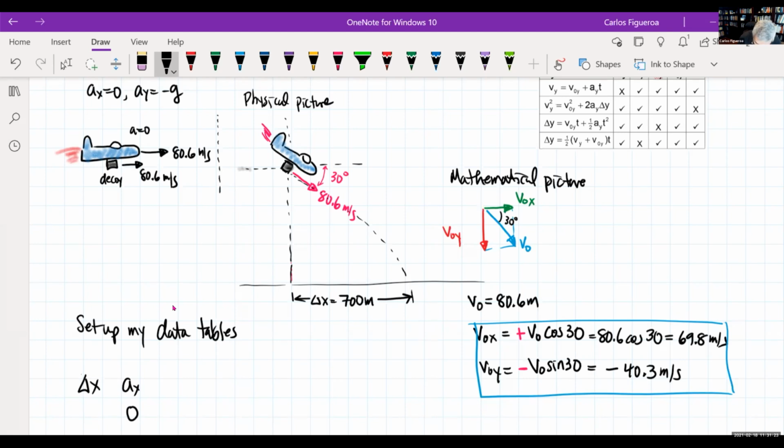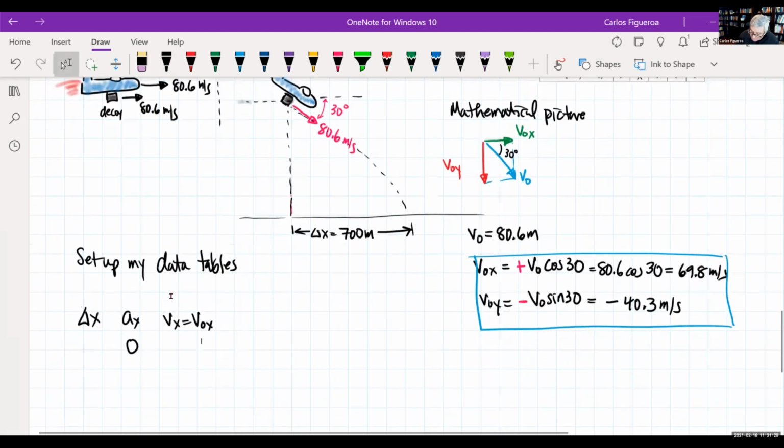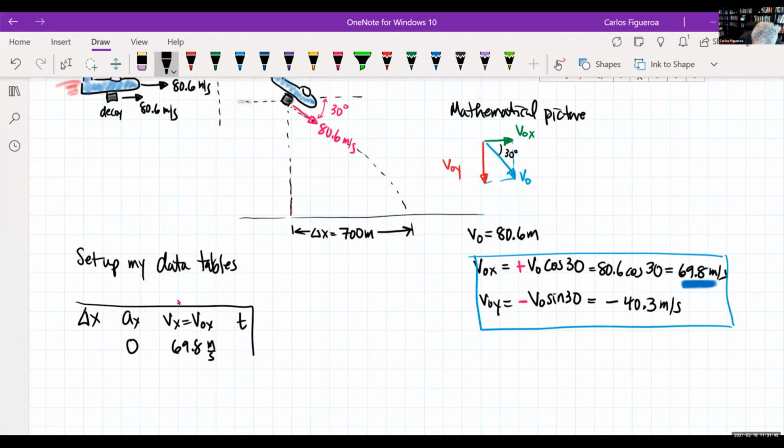If AX is 0, I know that the initial and final velocities must be exactly the same. So I'm going to take this velocity right here, and that's the one that has to go in here, which will be 69.8 meters per second. And then I'm just going to keep putting in my next value, which is right here. Note, I modified my table just because I knew the acceleration was 0.